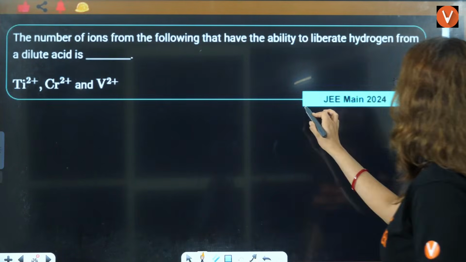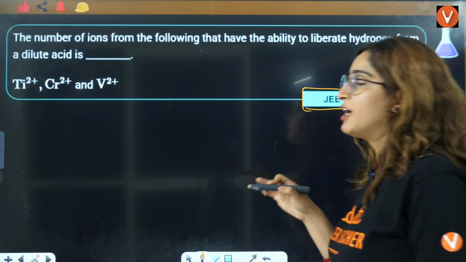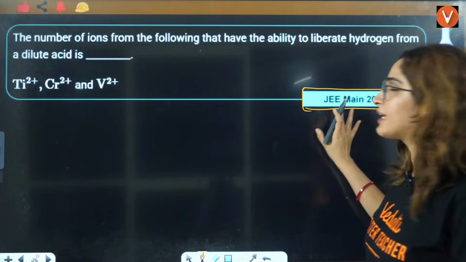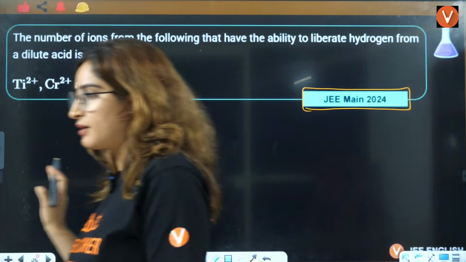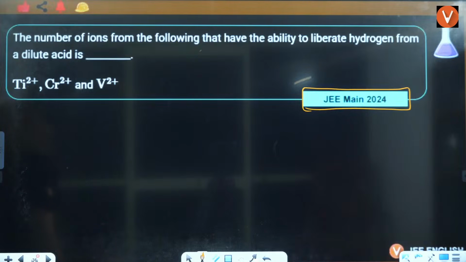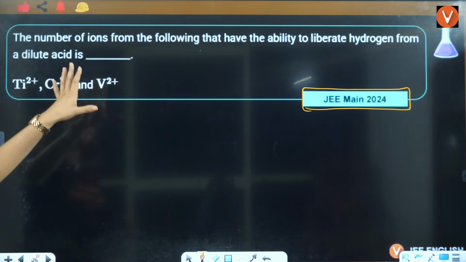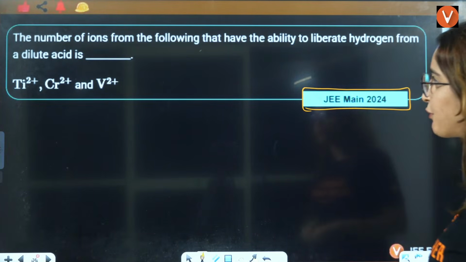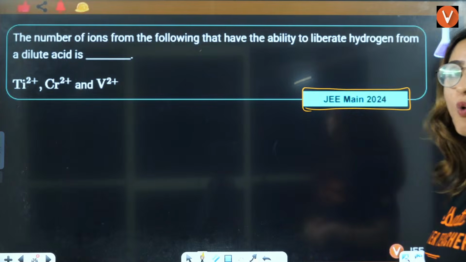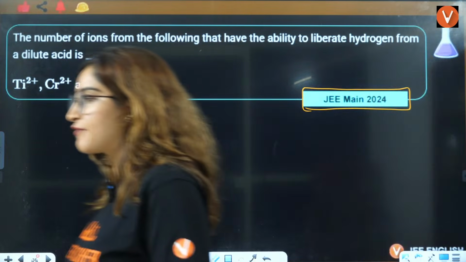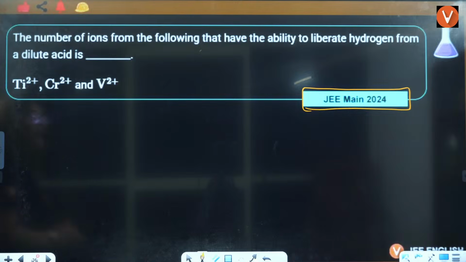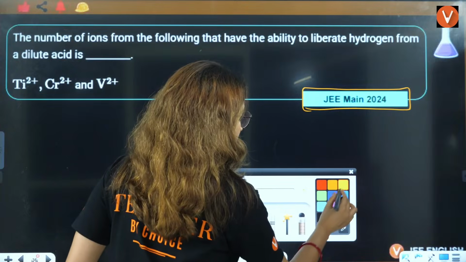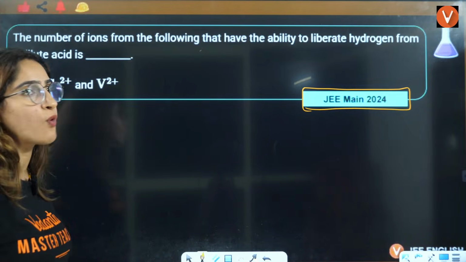So now the question of JEE 2024. I know that you will feel, ma'am, why are you teaching us this, but when you see this, you will feel, yes, that is why I am teaching it. Number of ions from the following that have the ability to liberate hydrogen from a dilute acid is what? Let's see that.